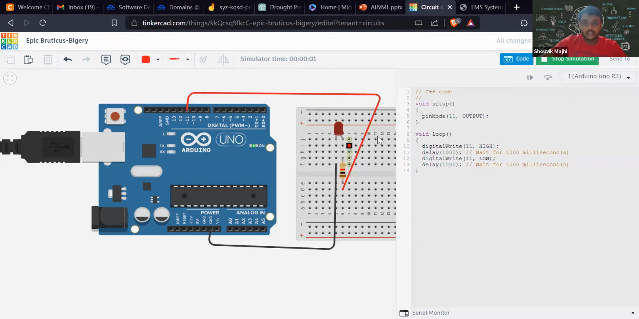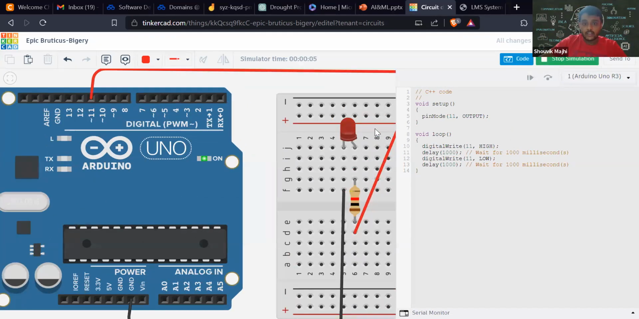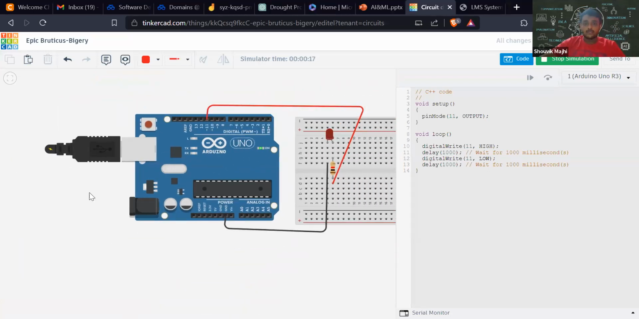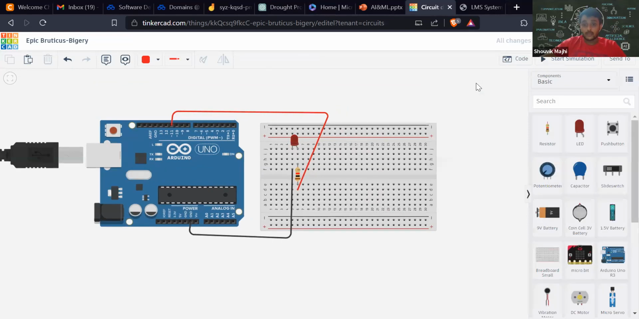When you start the simulation, if we check the LED very carefully, it is glowing, like it is giving a blink, right? Blinking with a wait of 1,000 milliseconds. So that was our main motive, how to achieve coding, or how to control the basic electronics devices with the help of Arduino.